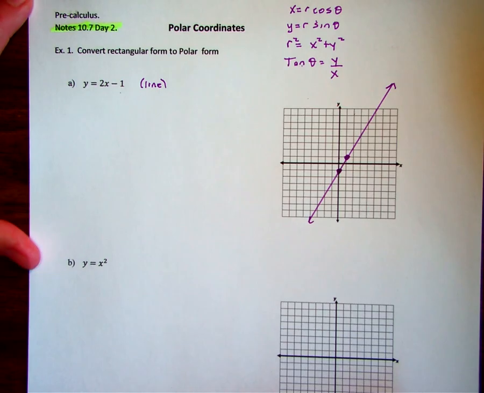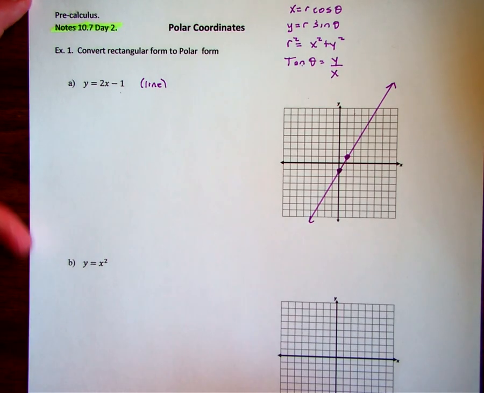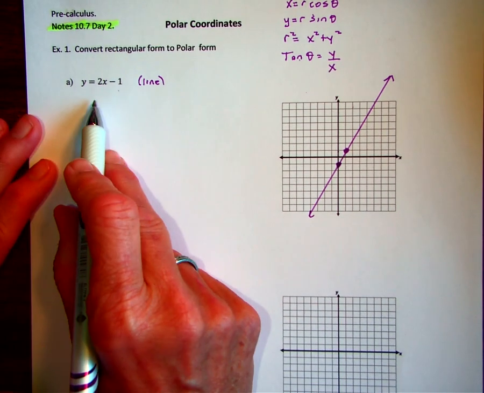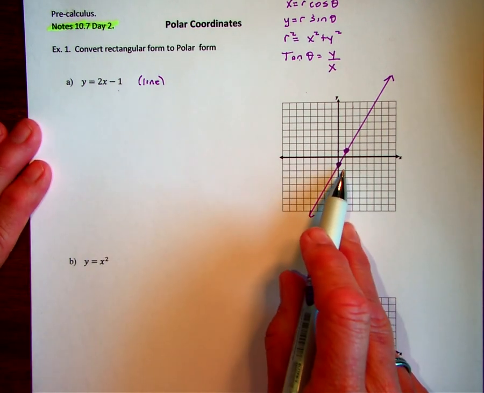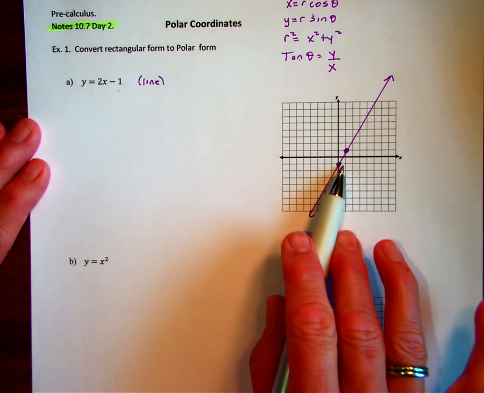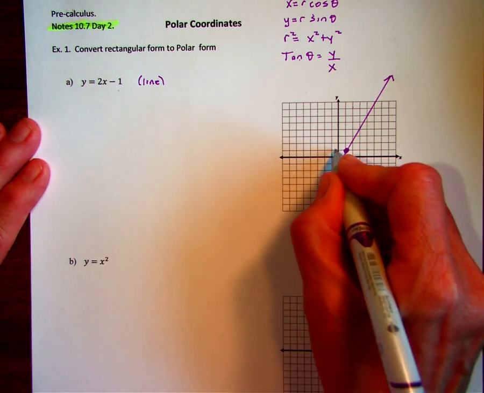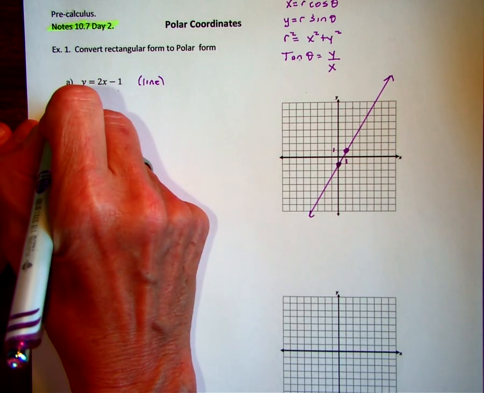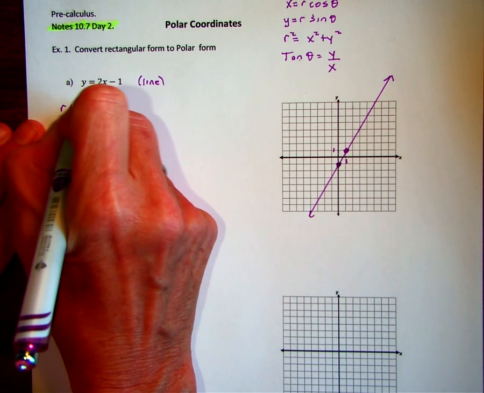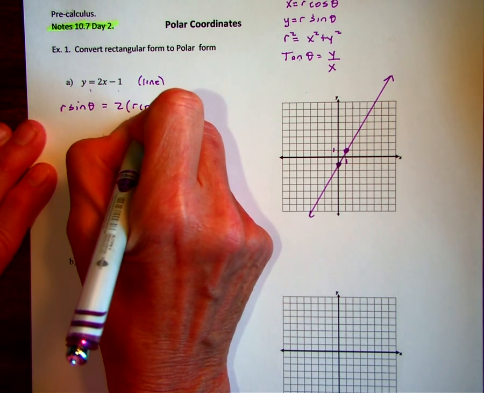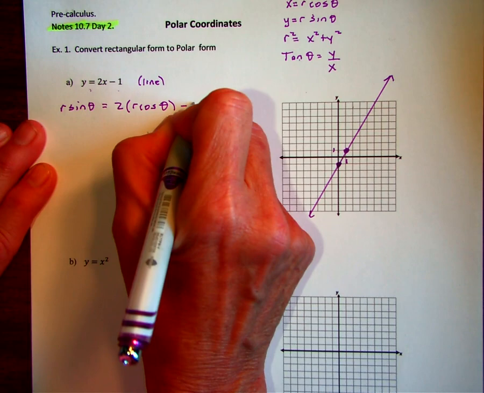It would also be a line in polar. And you'll see both things when we change from polar to rectangular. So here it is in rectangular. We know it looks like a line. What does a polar equation look like that would go with this shape, the line? And so I'm going to substitute and get rid of y, which is r sine theta. And I'm going to get rid of x, which is r cos theta. And then it was -1.